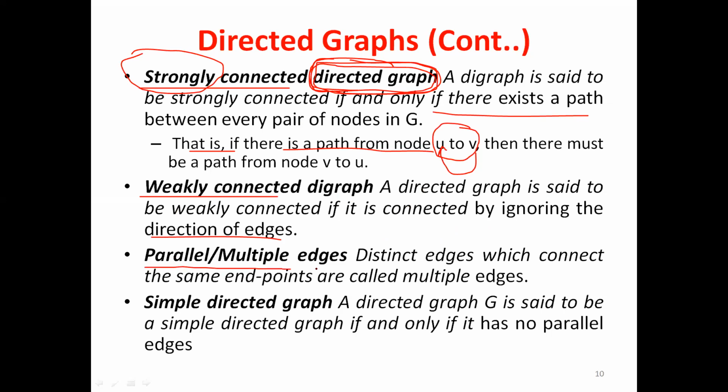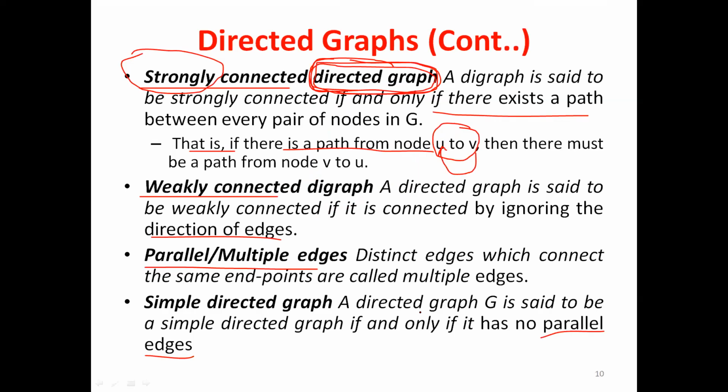And what about multiple edges we have seen? Distinct edges which connect the same endpoints are called multiple edges, right? And simple directed graph. A directed graph G is said to be a simple directed graph if it has no parallel edges. For example, see, it will not happen like this. There are no multiple edges. If there are no multiple edges, then I call it a simple directed graph.